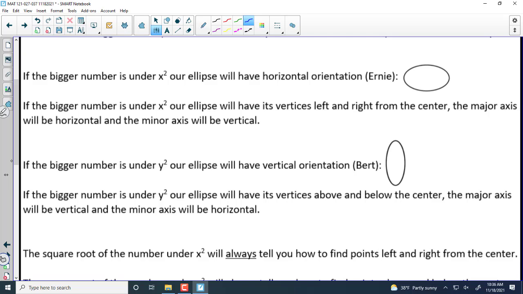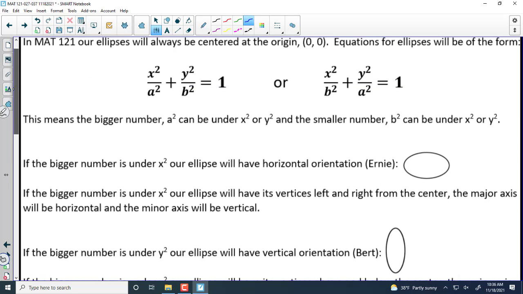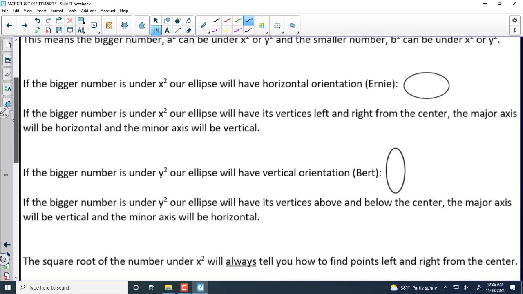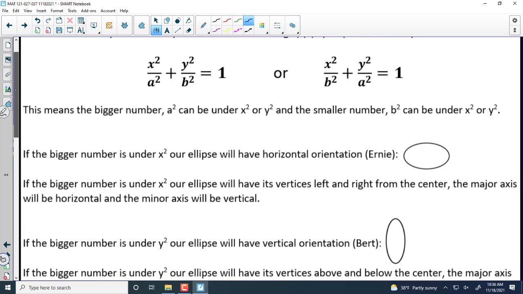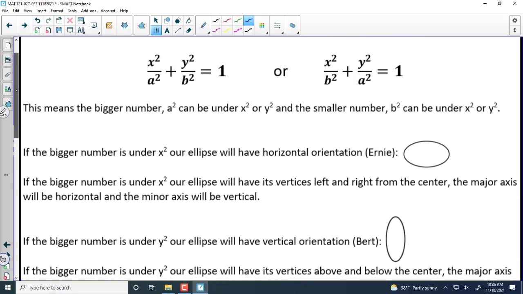So this is just kind of a summary of understanding the bigger number and the smaller number, where they are and what they make happen. So I made this ahead of time so it would be in your notes, and it just kind of explains how to draw an ellipse based on where the numbers are located. So that's in your notes, so you can look at that later. Everyone okay with that?